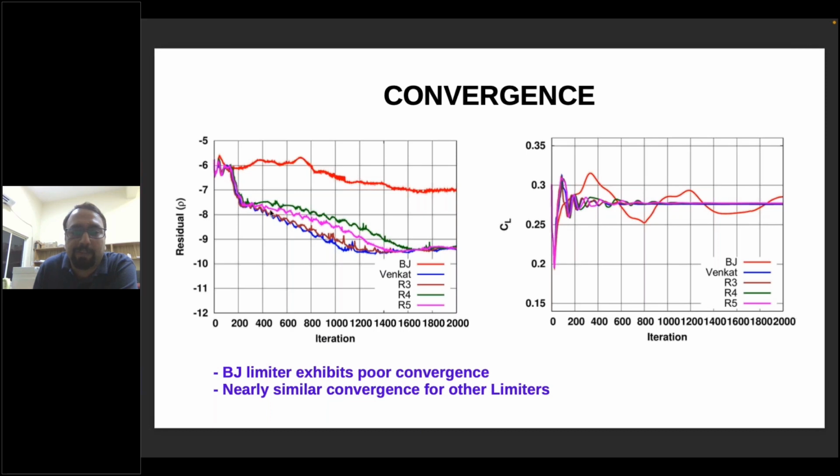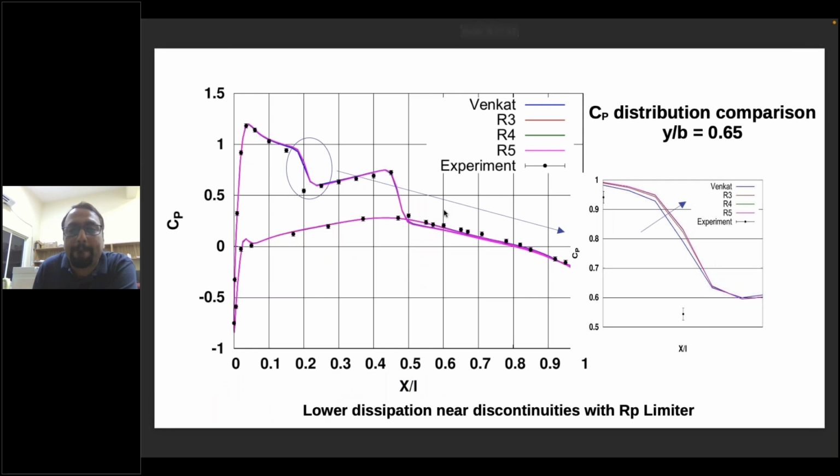And if you see the residual history, all of them, if we leave the red one, Barth and Jespersen, converge with a 3 to 3.5 order residual drop. And if you see the lift coefficient history, they all converge after 1200 iterations. And let's say on a span of 65%, what kind of CP variation do we have? It's a minus CP actually. So if you have a shock here, if you zoom in, clearly you can see it's more compressed in the case of the RP limiter function, successively going from R3, R4, R5.